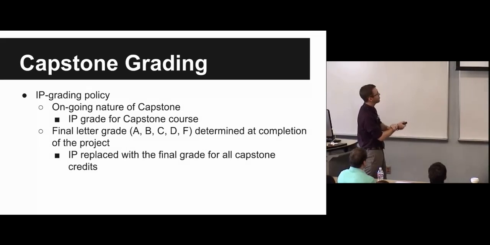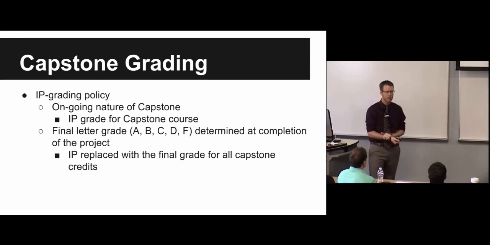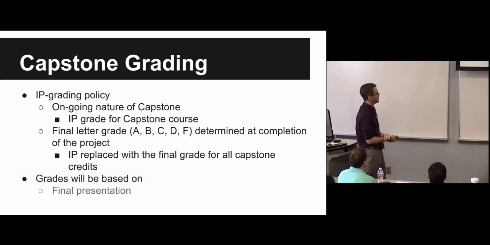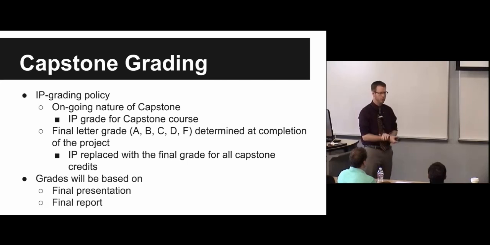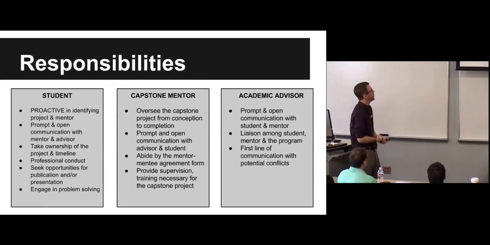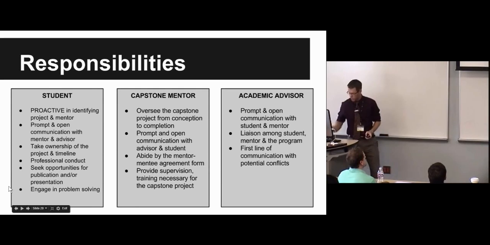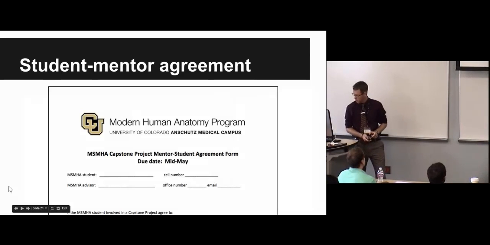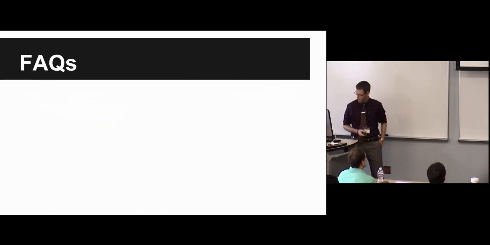The capstone is graded on a letter grading system as follows here. That's determined at the completion of the project, the end of year two. And the grade will be based on the final presentation and the final report. Those are the two biggies there, right? So I've got responsibilities here of the various players in the process. And I think I'm going to run a little bit short of time. Let's see here, where am I? Oh, we're not doing too bad.